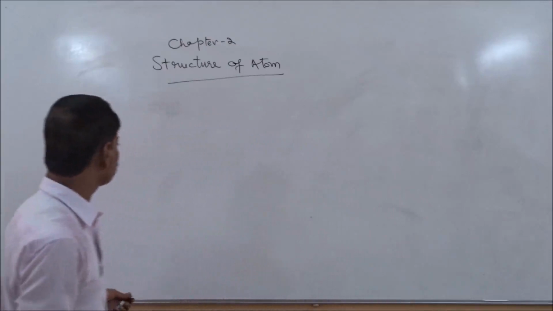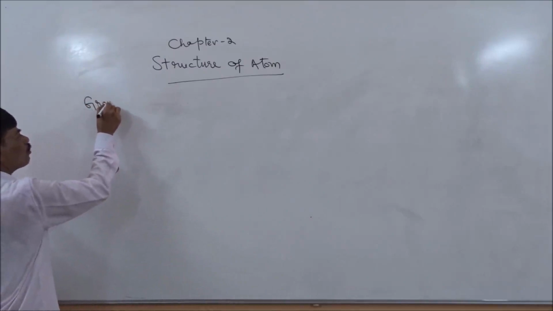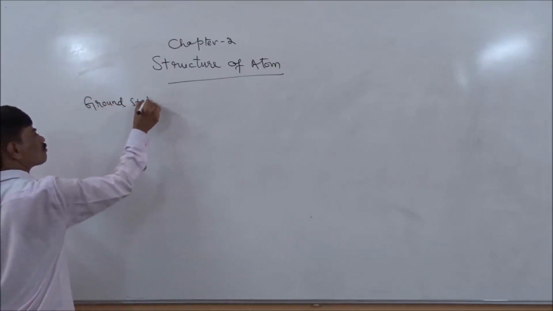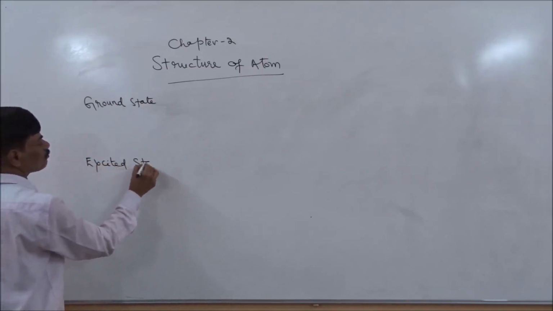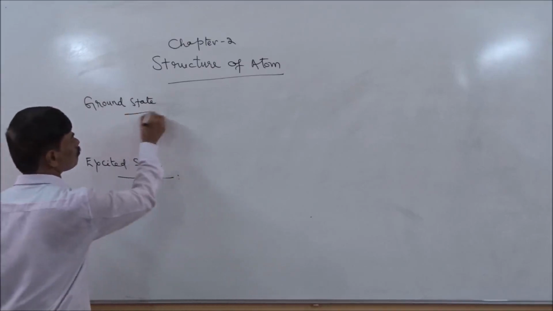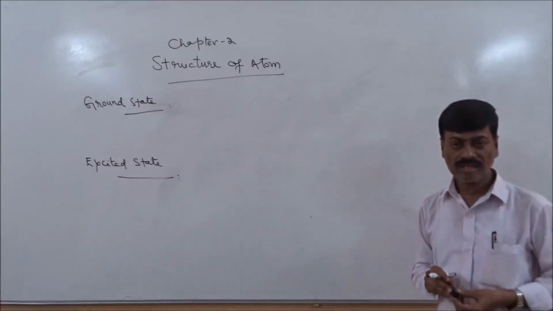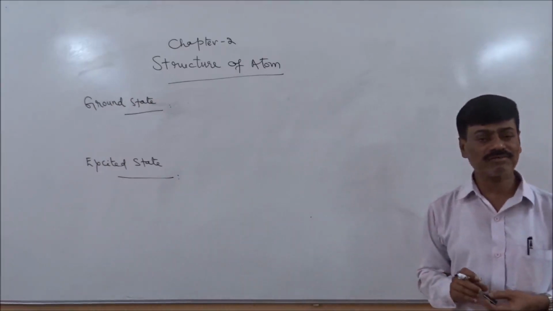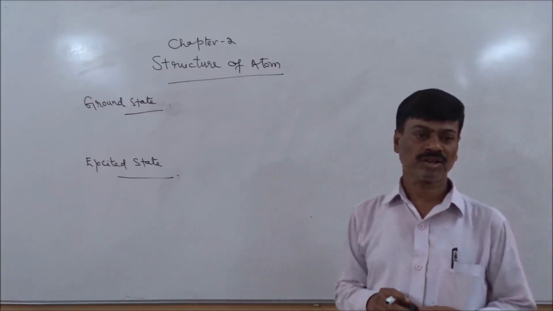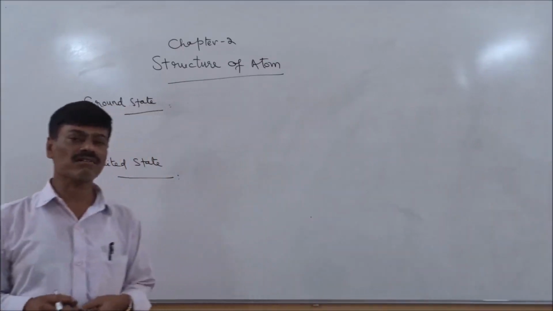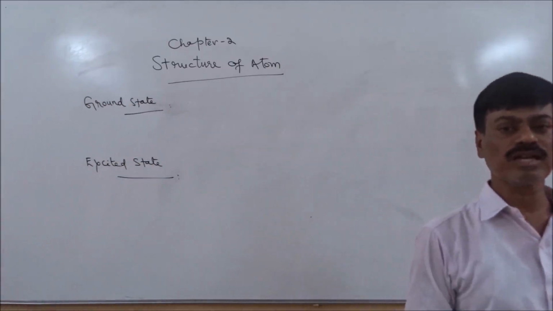Now we'll move to important concepts. They are ground state and excited state. Now let us see what is meant by ground state. This refers to a particular state where the energy possessed by the electrons is minimum. Whenever energy possessed by the electrons is minimum, stability of those electrons is said to be maximum.